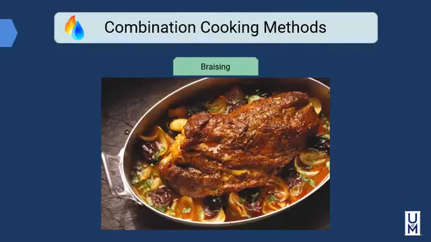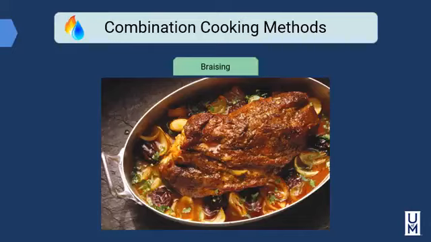Braising is probably my favorite cooking method of all times. It's a combination cooking method, which means that it takes the best of both worlds. If we sear the piece of meat first, that's going to be our dry heat cooking method. And then we put it in this liquid bath where it's only about halfway up the amount of the food, and we cover it and put it in the oven and just let it do its thing for however long it takes. Such as the example of this pot roast.